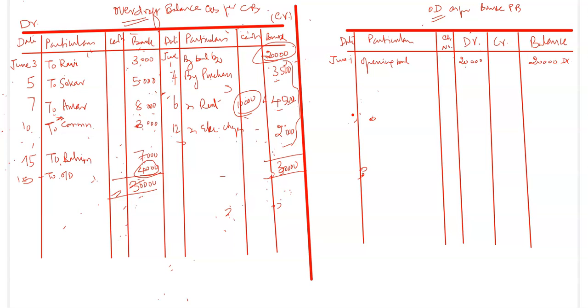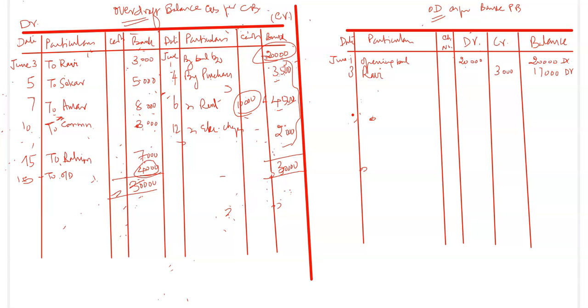So this would appear in passbook like this. In case of passbook, on June 3rd, you received a check from Mr. Ravi. So you'll have a credit balance of rupees 3,000, because of which your OD will reduce by 3,000. So your balance will be 17,000 debit.